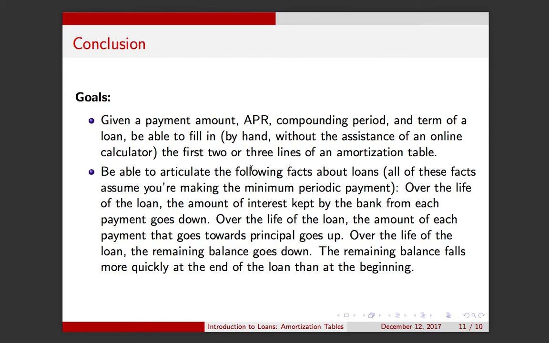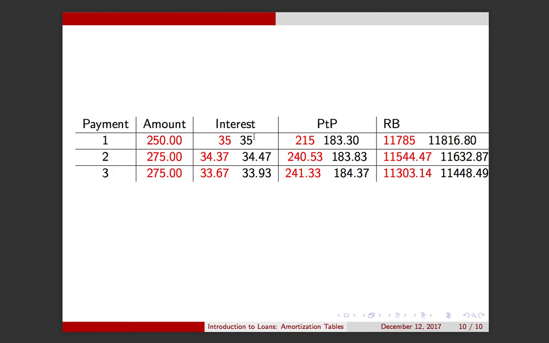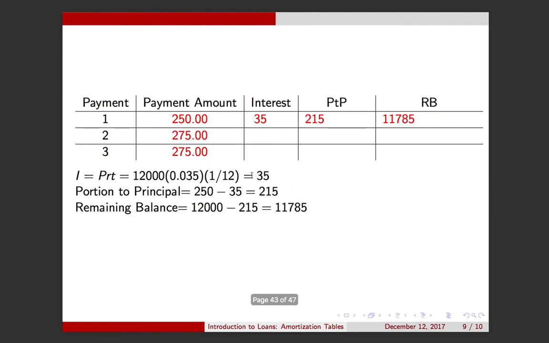Okay, the second goal is you should be able to articulate the following facts about loans. All of these facts assume you're making the monthly minimum. Over the life of the loan, the amount of interest that the bank keeps from each check goes down. As we saw, right, 35, 34.47, 33.93, the amount of interest the bank keeps decreases over time. And the reason is because when you're using this PRT formula, P represents the amount you currently owe. So if the amount you currently owe is getting smaller, the resulting I number here will also be smaller.